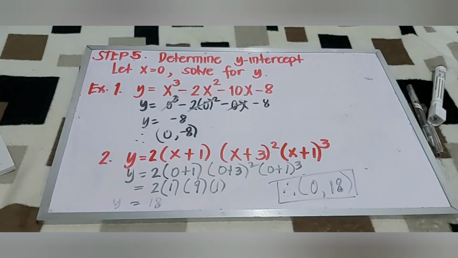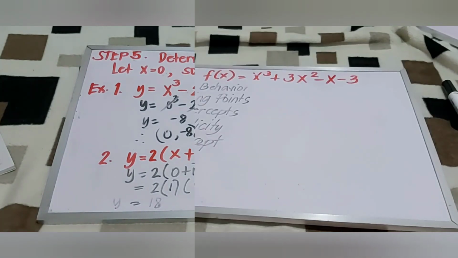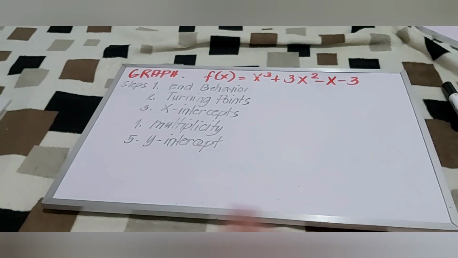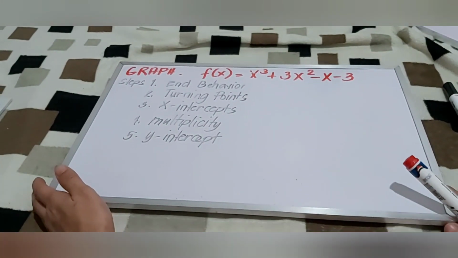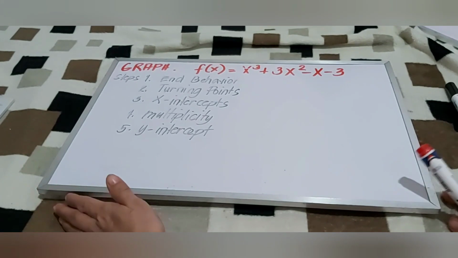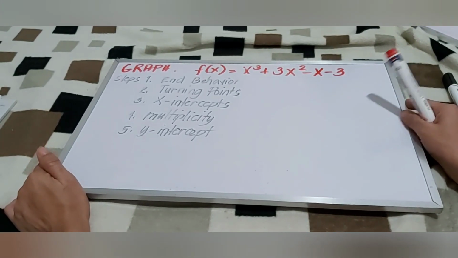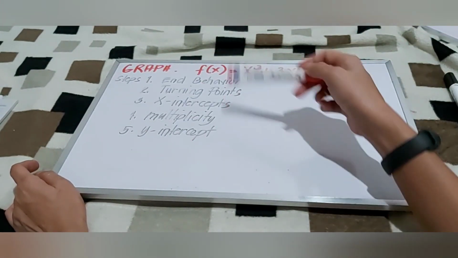Okay, so there you have it. Another example. And so let us graph this function. f of x is equal to x cubed plus 3x squared minus x minus 3. Okay, we will follow these steps.